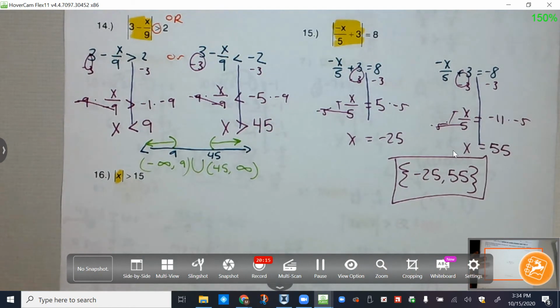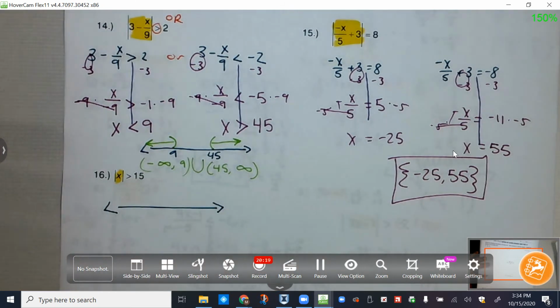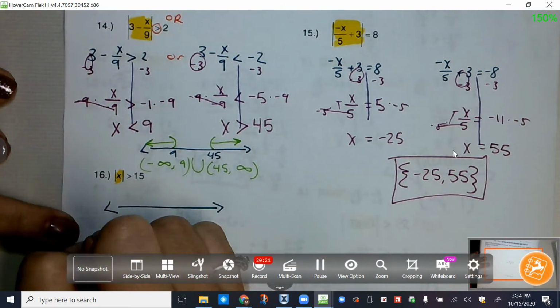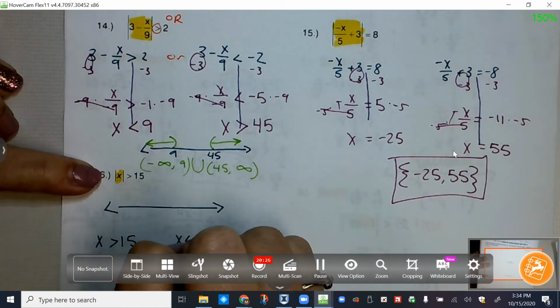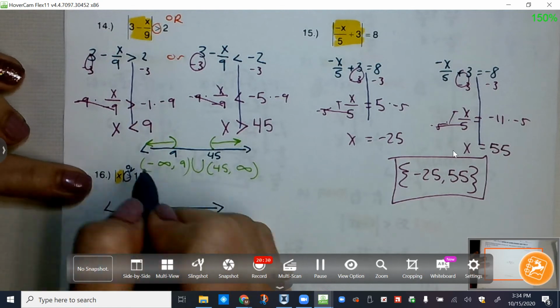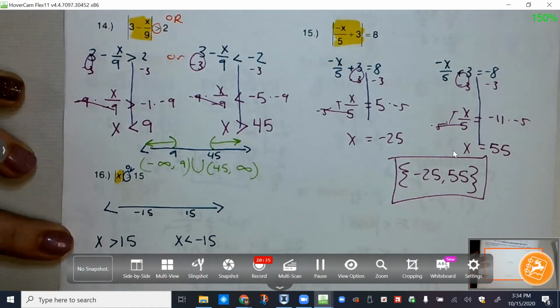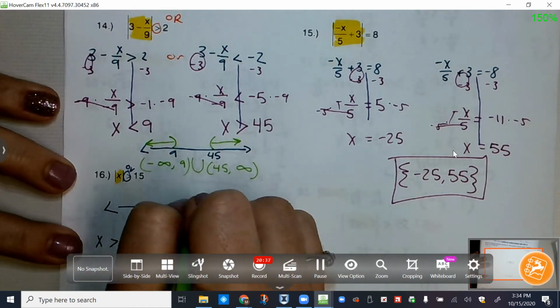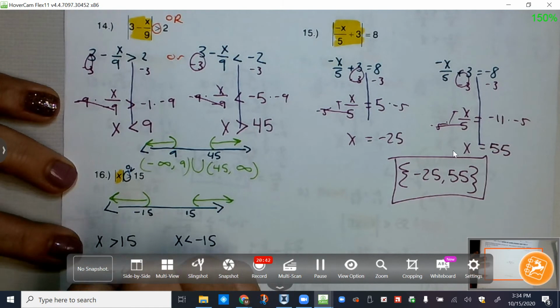Last one. I don't know why I drew the number line first. I need to rewrite it. So my absolute value is alone, so we write it exact, and then flip your symbol, opposite. So this is a greater than, an or problem. I have -15 and 15. X is greater than 15. X is less than -15. So we get -infinity to -15, or 15 to infinity.